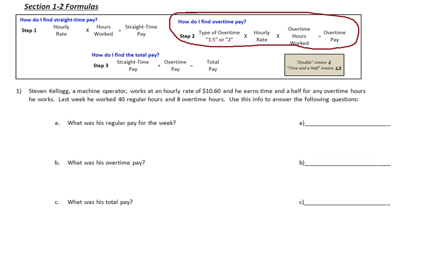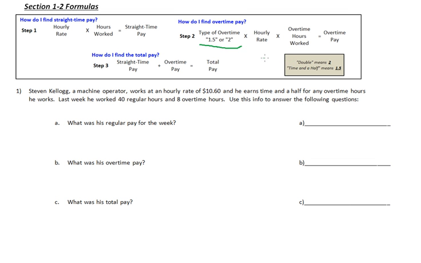Now, in order to calculate overtime pay, you first need to know the type of overtime. Is it 1.5 or 2? Well, how do you figure this out? You read the problem. In the problem, there's going to be some key words that you need to look for. One key word could be double. If the company that you are working at pays double overtime, that means you get twice as much overtime pay for your overtime hours. For example, if you work at a movie theater and you make $10 an hour, but for overtime you get paid double, that means your overtime hour is going to be $20 an hour.